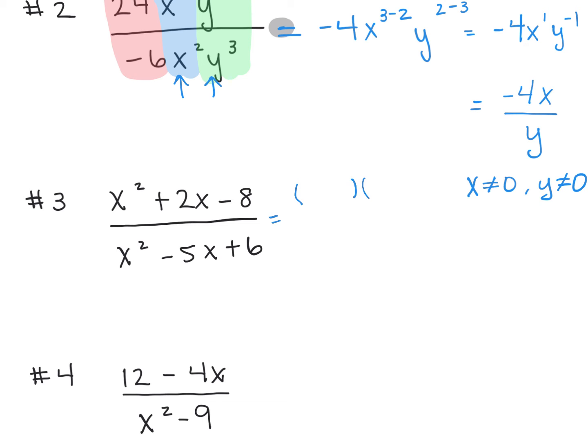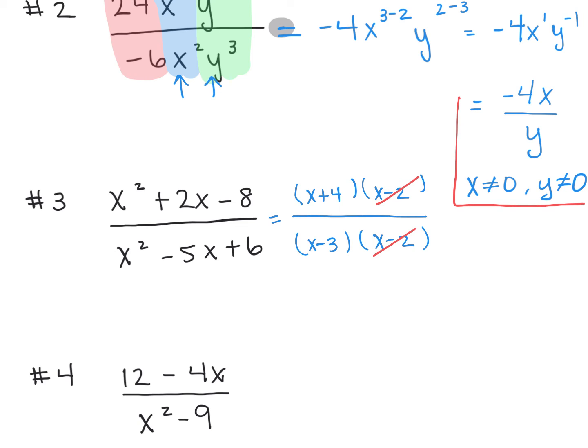Go ahead and try that on your own, and then I will write them up here to check your work. All right, when we break that down into its factors, we have x plus 4 times x minus 2 on the numerator. We have x minus 3 times x minus 2 on the denominator. We will see here that if we look to cancel, we can cancel out that x minus 2. That leaves us with x plus 4 over x minus 3.